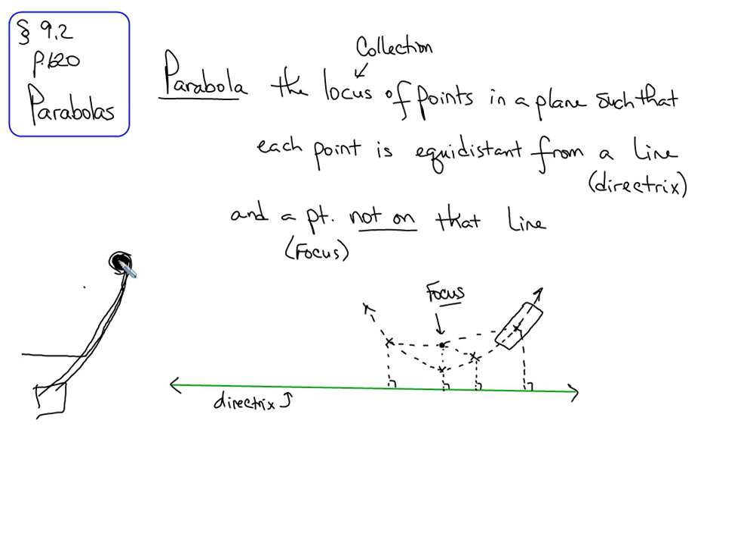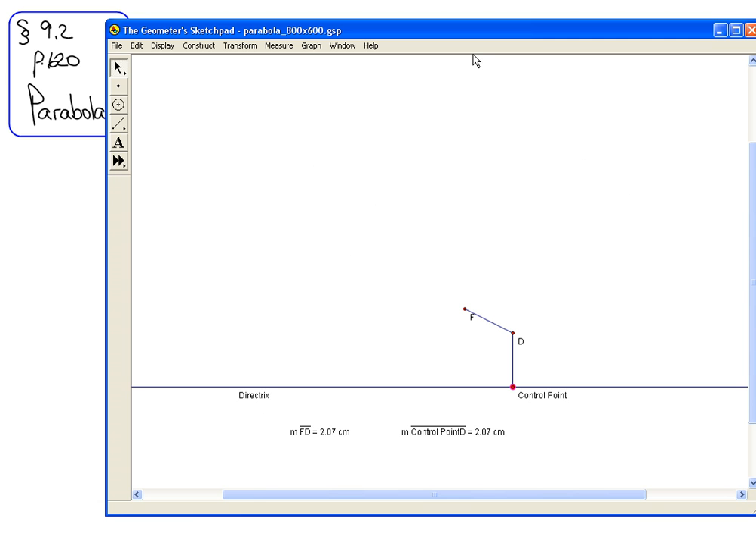So those are some, I think, interesting applications of parabolas. Okay, so let's take a look at a parabola actually being constructed so that you can see. Whoops, sorry, wrong program. Let's go to Sketchpad. So here is my directrix, my line. F is my focus. It's my point not on the line. This point D is an example of one of those points where this distance is the same as this distance. So notice the distance from F to D, from here to here.